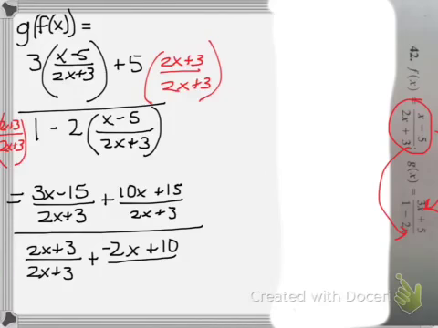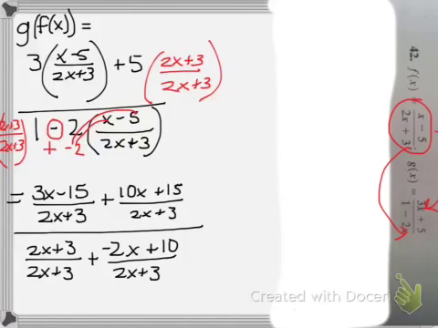Be careful here. This is a little bit tricky. I'm actually going to go back just a little bit. When you have a subtraction of that term, make sure that you change that into a plus negative 2. That way you can multiply negative 2 times x and negative 2 times negative 5. That might be where you're getting caught up. So when you do negative 2 times x, you get negative 2x, and negative 2 times negative 5 is positive 10. Okay? And then the denominator again is just 2x plus 3.